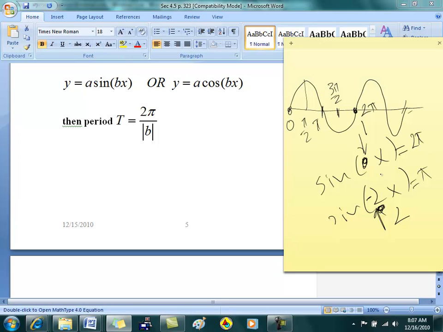So everybody get the ideas of amplitude and period? You should be able to calculate them given either a graph or an equation, either way.